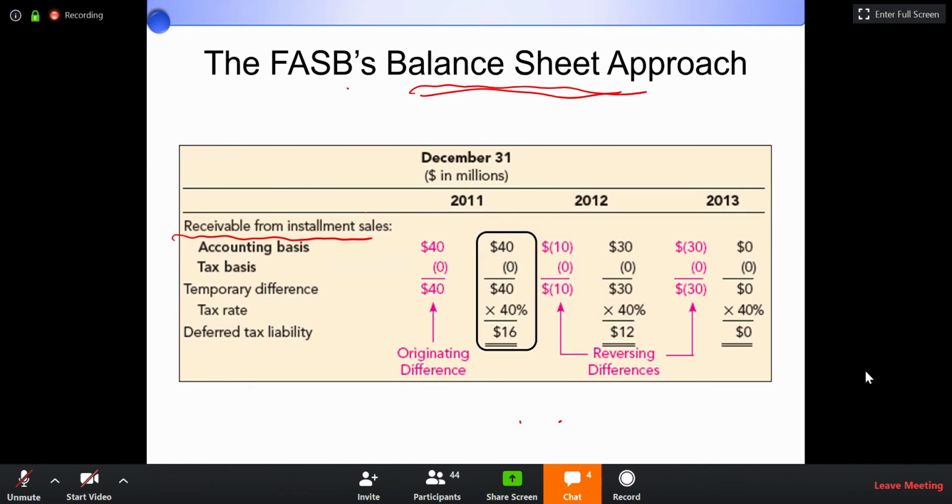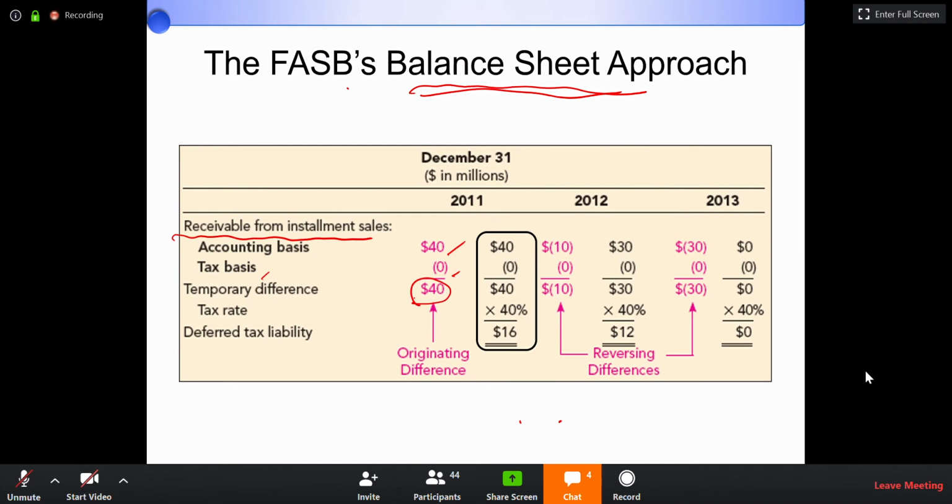So if you look at the receivable in 2011, in the accounting, we have 40 million receivables. But how about the tax basis? Remember, you don't pay tax on receivables. You only pay tax when you actually collect the payments. That's why the tax basis is 0. The difference here is the 40. So 40 is the temporary difference.